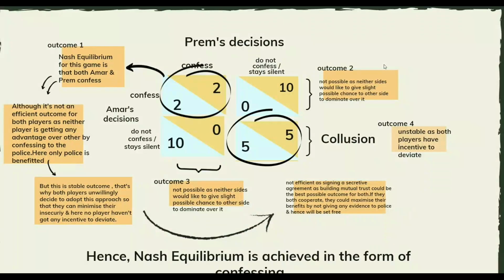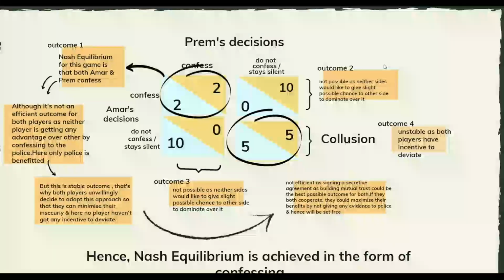So with this, we reach to the conclusion that no matter what other player does, Amar and Prem independently always chooses the option to confess, because by adopting this tactic, they can minimize their maximum loss by getting into zero-sum game. And this way, both players reach to the best option, that is outcome 1, which is also called Nash equilibrium. Although it's not the optimal choice available to both players, but it is still the best response one player can have to counter the strategy of other player, because from here no player has got any incentive to deviate.